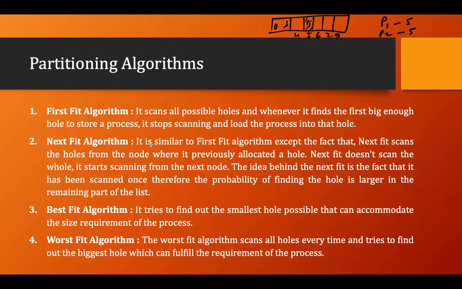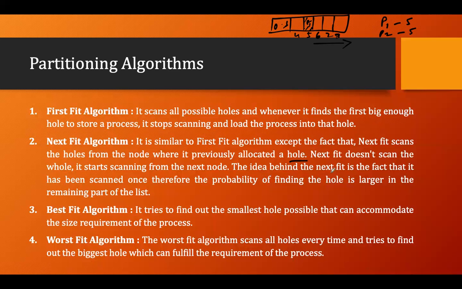Now what next fit will do is, it is similar to the first fit algorithm, except that next fit scans the holes from the node where it previously allocated a hole. So let's say the previously allocated hole is here, the 5 MB. Now it will start the scanning from here only. Next fit does not scan the whole list, it starts scanning from the next node.